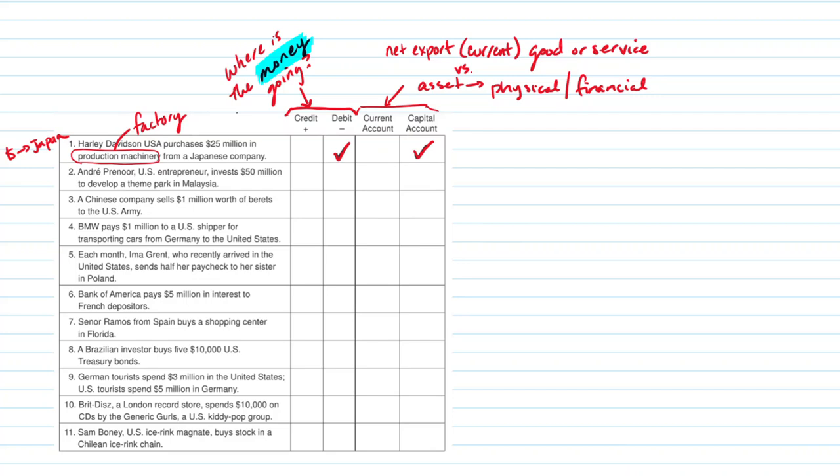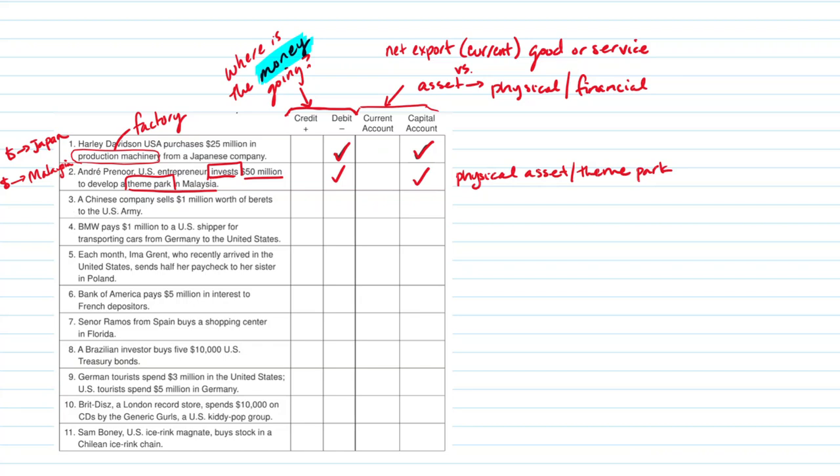So number 2, entrepreneur, your first awful pun, who's an entrepreneur, invests $50 million to develop a theme park in Malaysia. So an American is sending his money to Malaysia. So that helps us first see the money is going to Malaysia. That must be a debit for the United States. And he is investing his money in a physical asset. So we're going to put that on the capital account, right? This is a physical asset in the form of a theme park or a business. Really, you could, if you wanted, call it a financial asset if he's buying a part of an already existing company that's there.